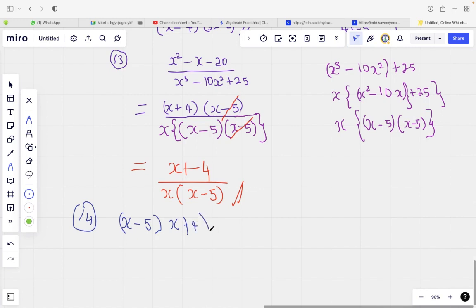Yeah. Okay. So, over x squared plus x minus 30. x squared plus x minus 30, right? Yeah. Okay. So try it, and then we'll do it together.